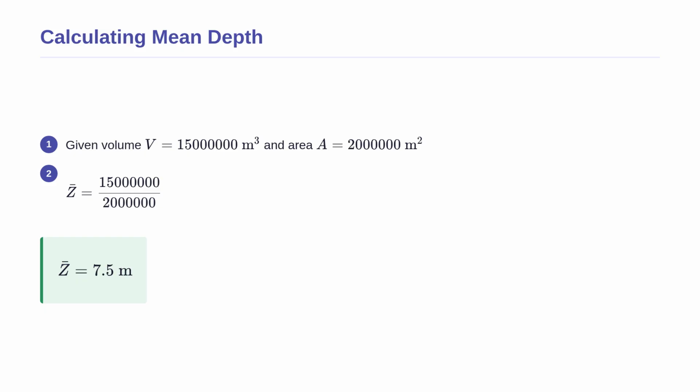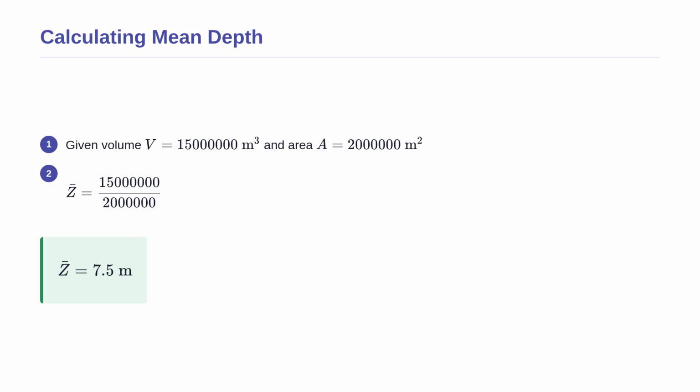Before we move on, let us see this with a concrete example. Imagine a local reservoir providing drinking water. We are given a total surface area of 2 million square meters and a total volume of 15 million cubic meters. We need to find the mean depth to see if the reservoir will heat up quickly in summer.